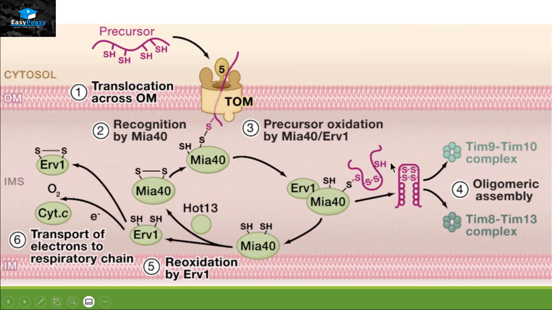Now, once the protein takes its functional stage, the tiny Tim complexes will remove themselves from it. Now, the ERV1 and MIA complex will detach, and ERV1 is going to be reoxidized by transferring the electrons to the respiratory chain and will be available for the next protein that needs to stay inside the intermembrane space.